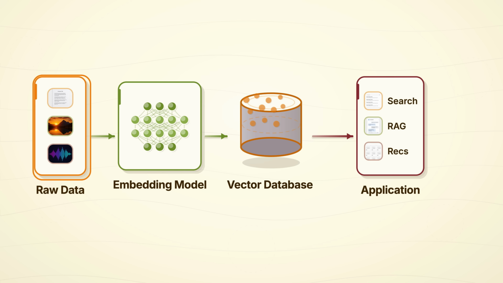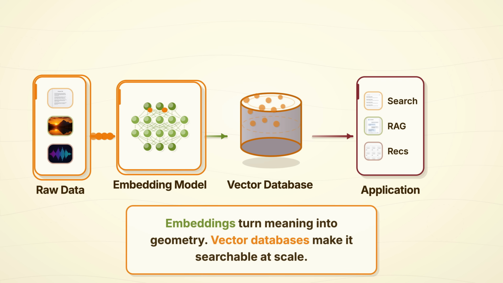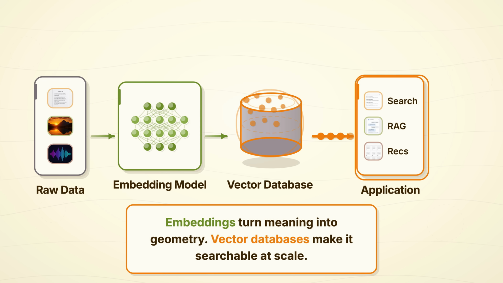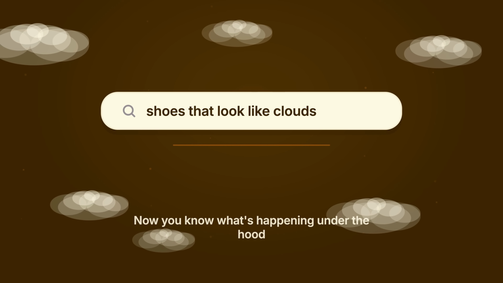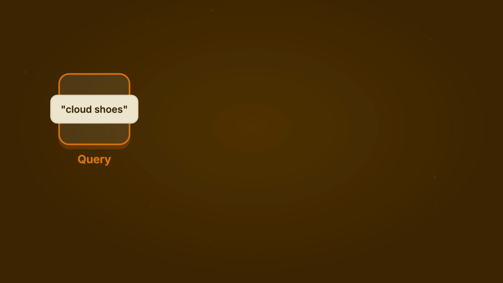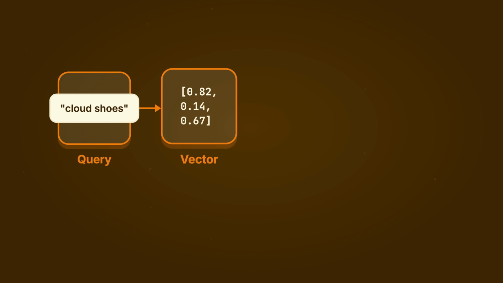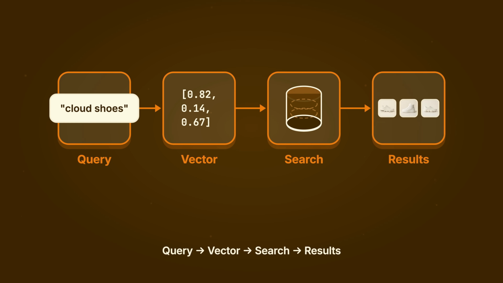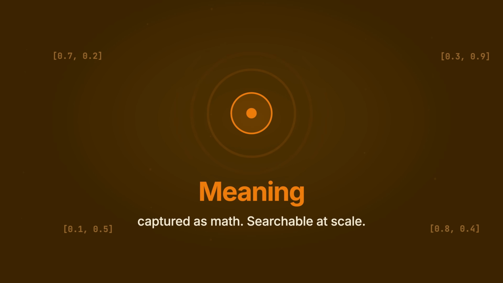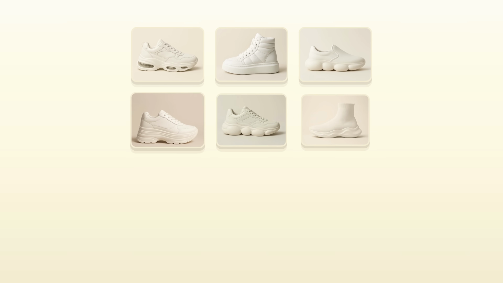Embeddings turn meaning into geometry. Vector databases make that geometry searchable at scale. Together, a core building block for AI-powered applications. That search for cloud-like shoes, now you know exactly what's happening under the hood. The query becomes a vector. The vector finds its neighbors. The neighbors are your results. Meaning captured as math, searchable at scale. And this is how it works.